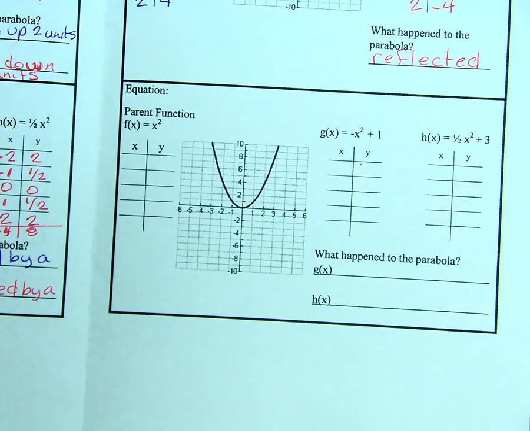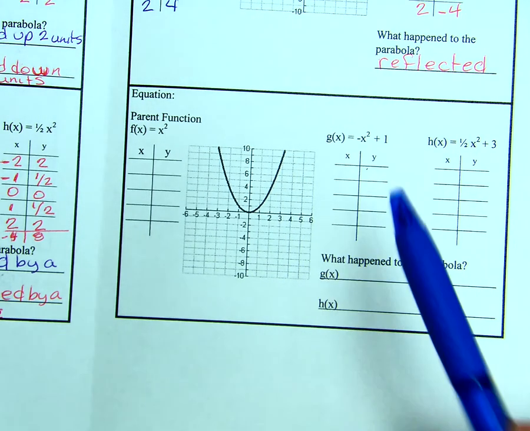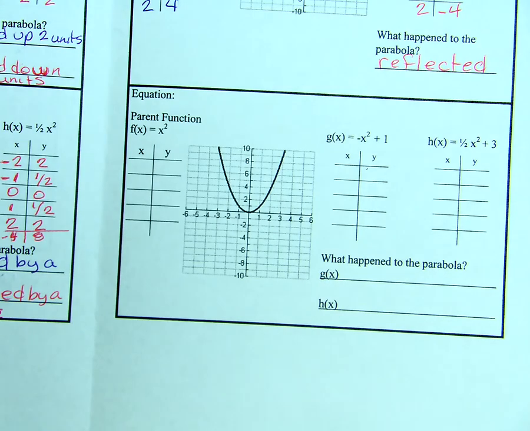Now we will do a couple of examples where we change not only one but more than one of the possibilities can occur. So let me restate that. We could have a reflection, stretch, and a translation. We could have a reflection, a compression, a translation, any combination of those three things.